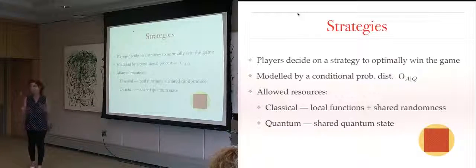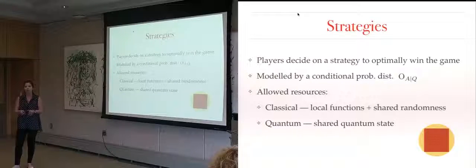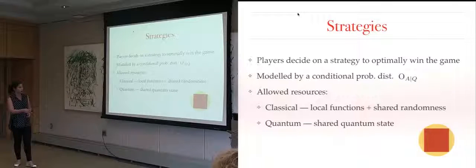And this defines a possible set of conditional probability distributions, of strategies, out of the entire space. And of course, we can have a more general strategy, a quantum strategy. Then the players are allowed to share some entangled quantum state. And when they get a question from the referee, they can make a measurement on their part of the system and base the answer on the measurement outcome. And this gives us a larger set of possible strategies.